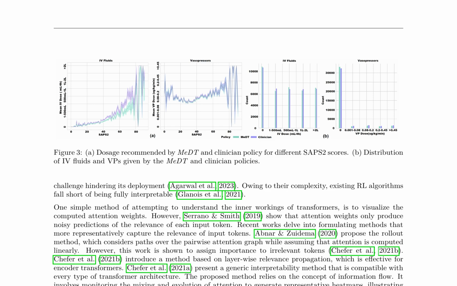They frame the problem as a Markov decision process, MDP, comprising a tuple of patient states, possible dosage recommendations, state transition function, reward function, and next patient state. The authors utilize offline RL, which learns an optimal policy using a fixed dataset of collected trajectories, to mitigate the risk of direct interaction with the environment.